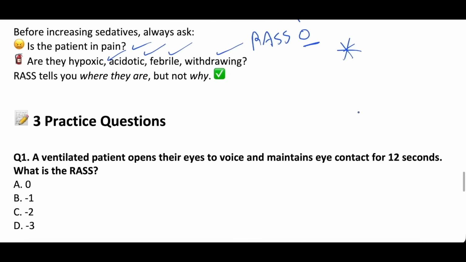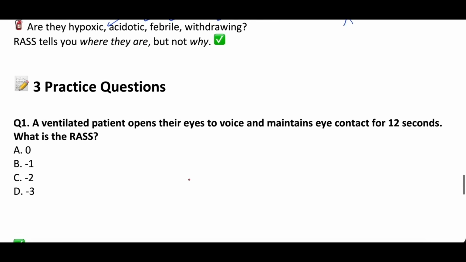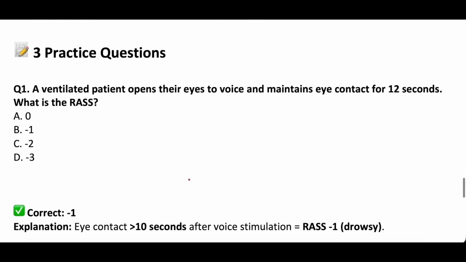Question number 1. A ventilated patient opens their eyes to voice and maintains eye contact for 12 seconds. What is the RASS? Option A, 0; B, -1; C, -2; D, -3. Remember, pause if you need more time. The correct answer is -1. So remember, let's just list these out: 0, -1, -2, -3 for RASS.